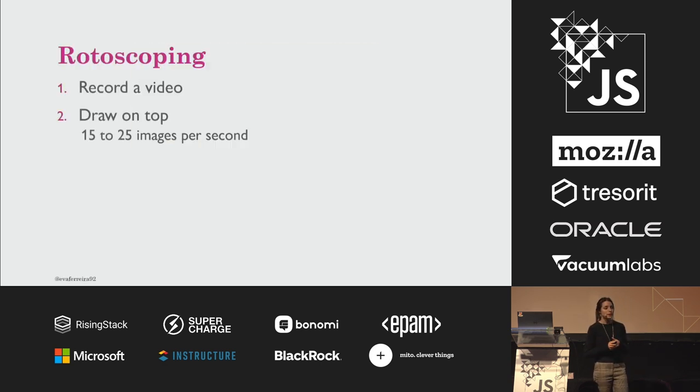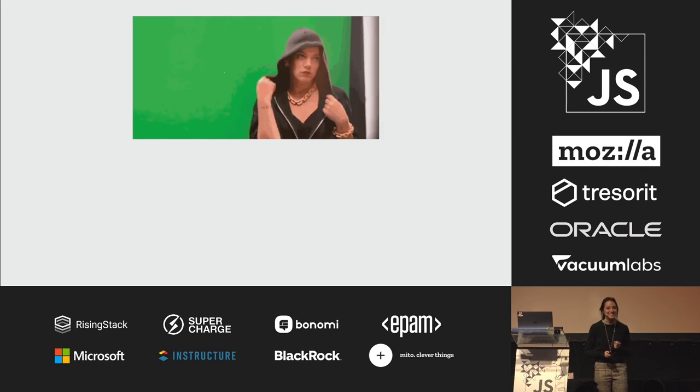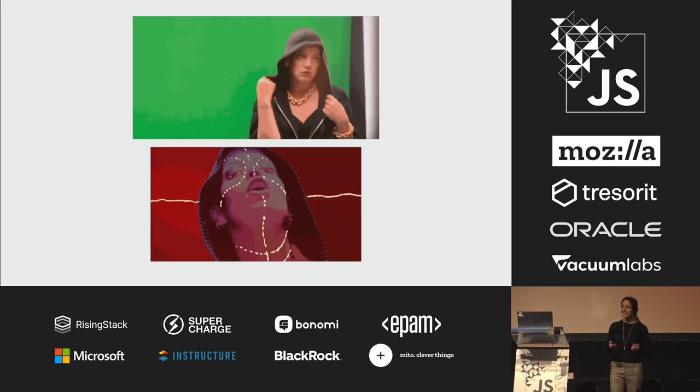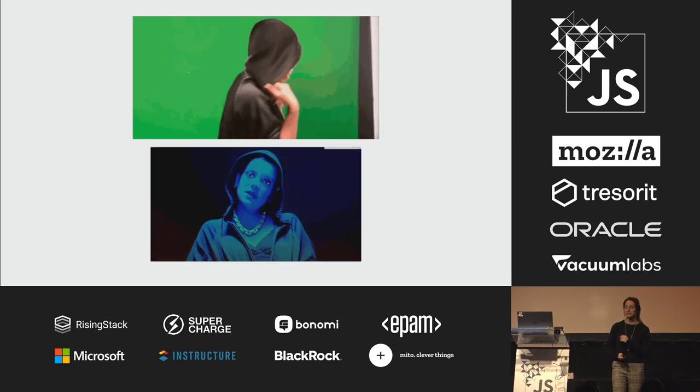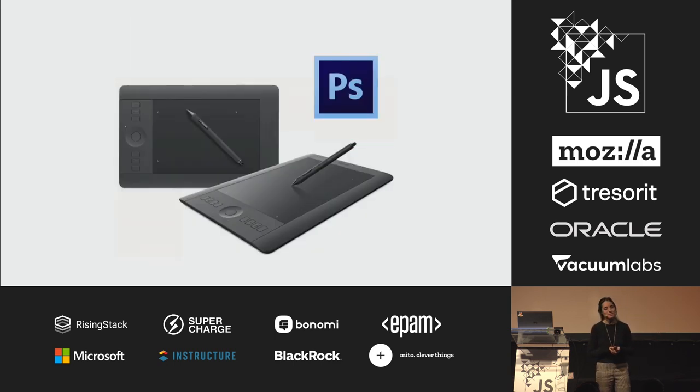So how does it work? Well, rotoscoping consists of recording a completely normal video and drawing on top of that. So you have to draw from 15 to 25 images per second. That's a lot. And you can be drawing for 5 hours, then you actually play the video and you have 3 seconds of animation. It's not that much, but it will be the best 3 seconds of your life. So you can turn something like this, which looks like what is going on, into something like this, which looks amazing.